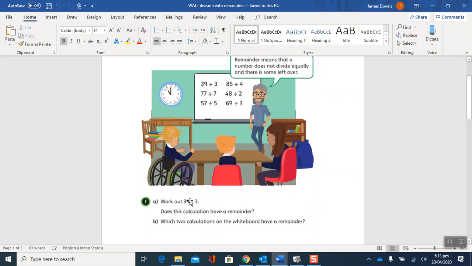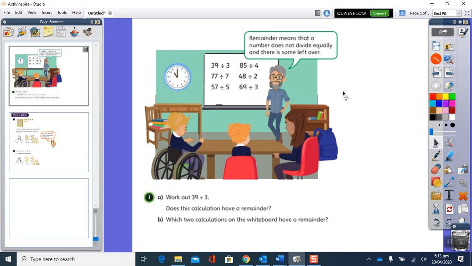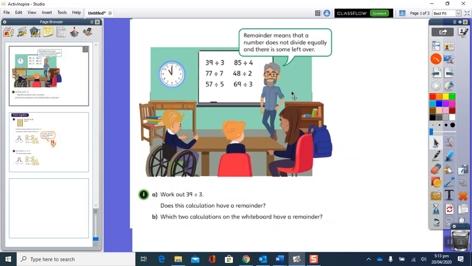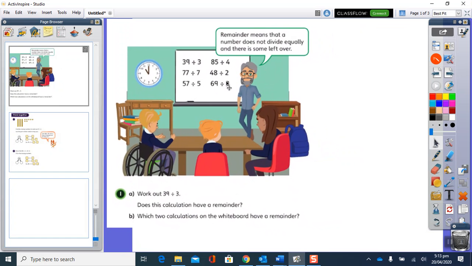So this one here says work out 39 divided by 3. Does this calculation have a remainder? Which 2 calculations on the whiteboard do have a remainder? So you have to leave here and go on to this to show you how I can write it. I can't write on Word. So we've got the same thing here.